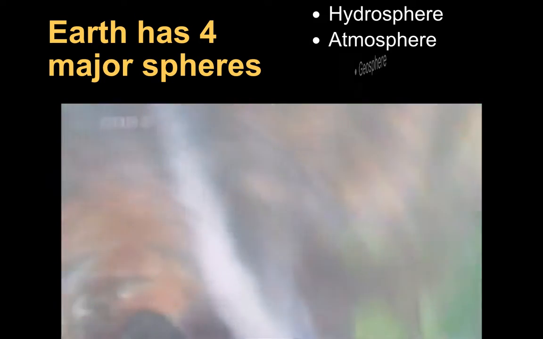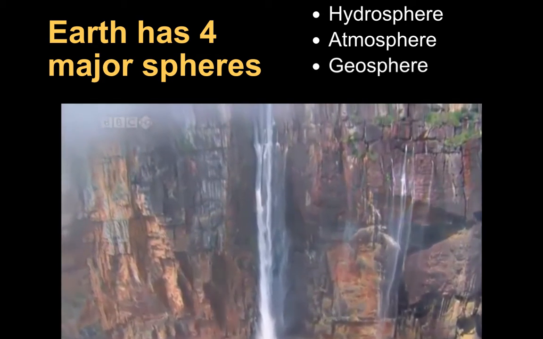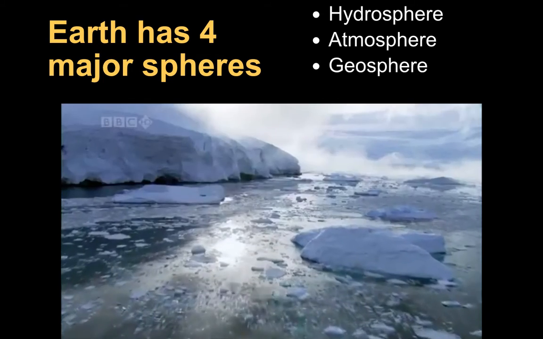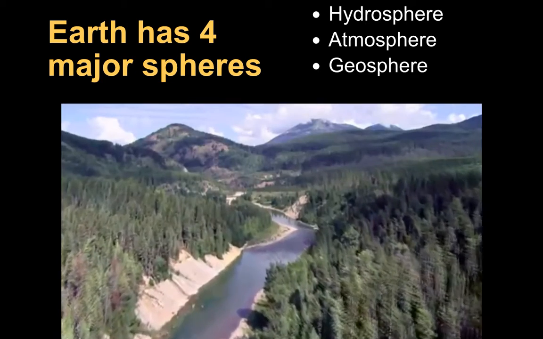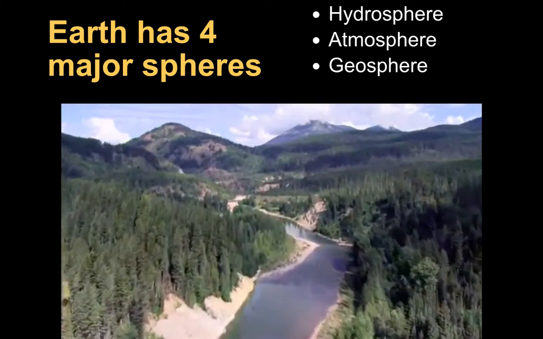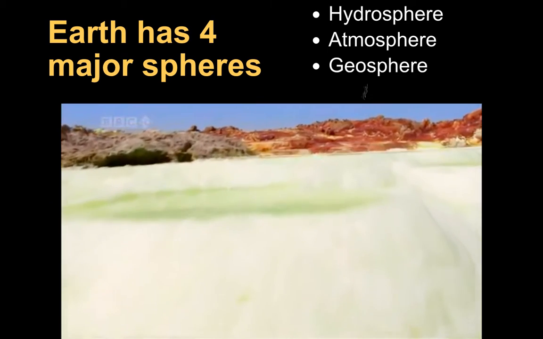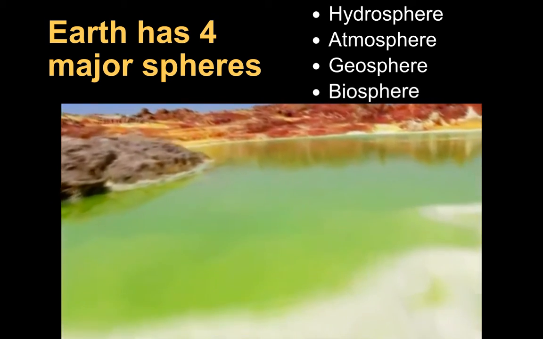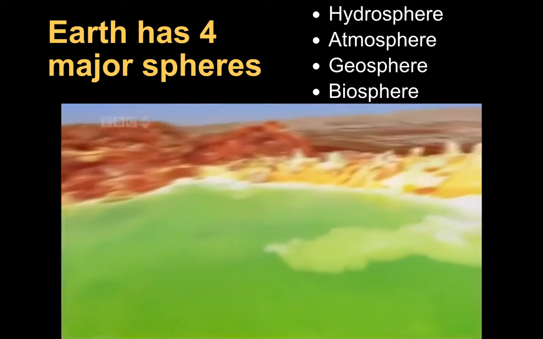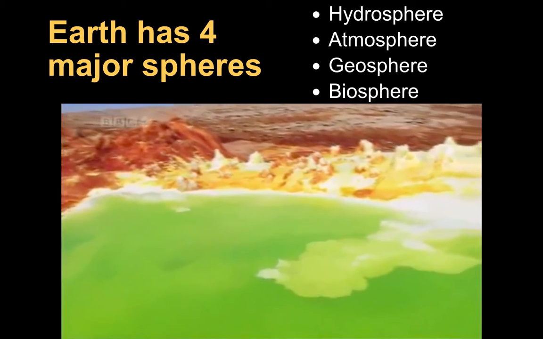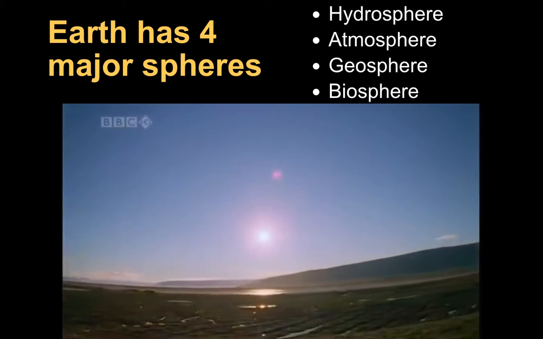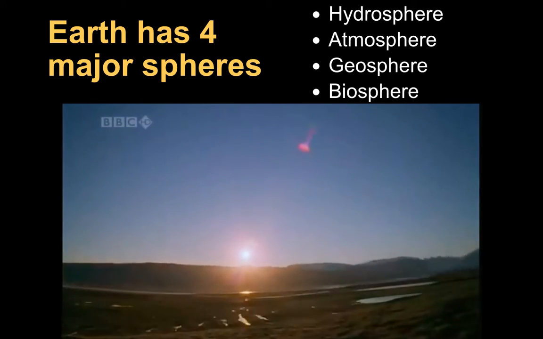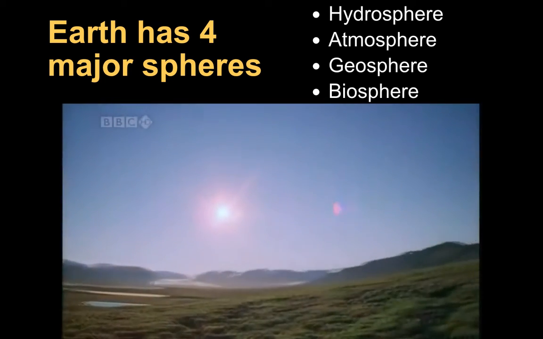Third portion, or the third part of the Earth, is the geosphere. This is all the rocks on Earth. Geo meaning rock, sphere meaning portion. Add the two together, geosphere means rock portion of the Earth. And the final sphere is the biosphere. Take the word bio, that means life. Take the word sphere, that means portion, so put them together. Biosphere means the living or life portion of the Earth. So the Earth is made of 4 major spheres: the hydrosphere, the atmosphere, the geosphere, and finally the biosphere.